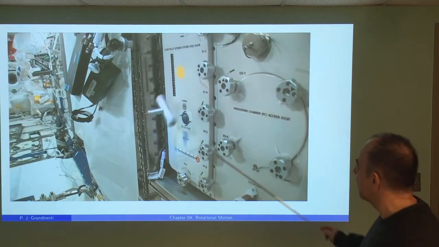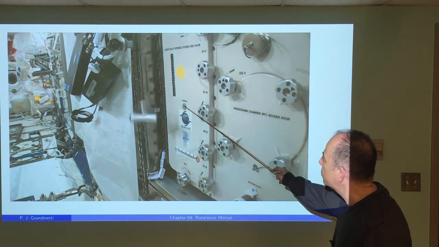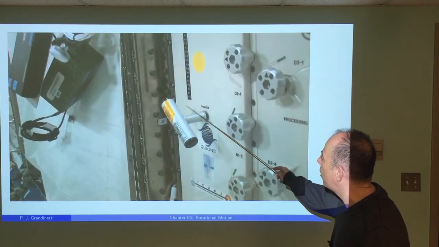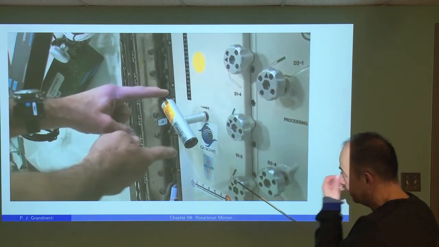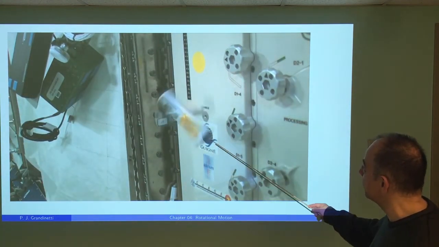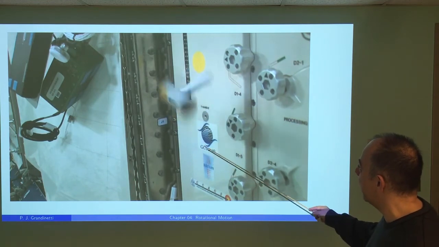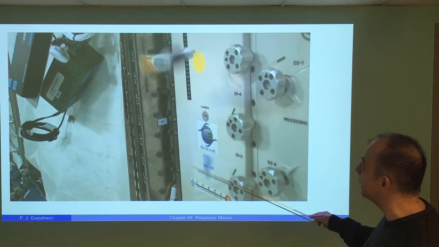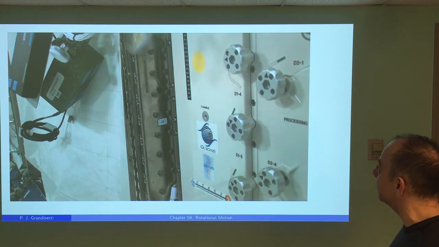There we go. Here we have an object that was forced to start spinning along its intermediate axis. And so you can see what it's doing. It's trying to spin about the principal axis, but it's the intermediate one, so it's unstable.